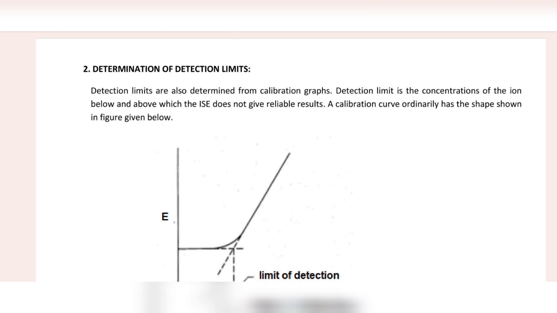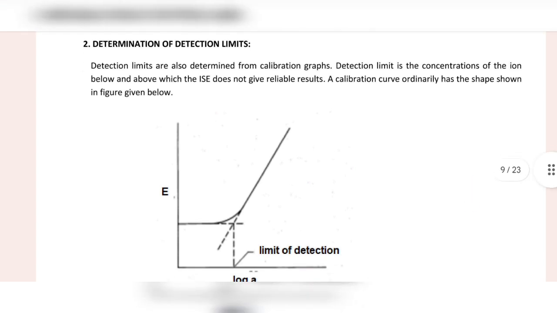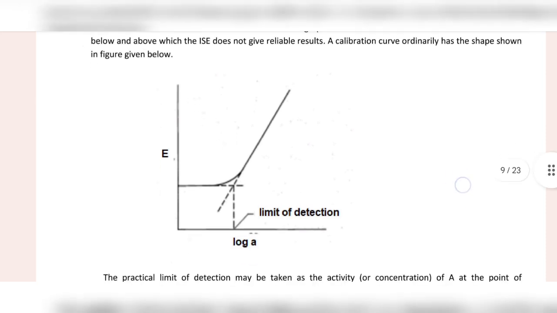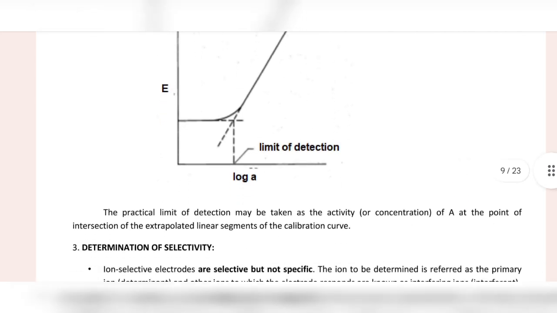So from the calibration curve, generally a calibration curve looks like the curve given below. Only above that line does it give a linear relationship; below that line it doesn't give any linear relationship, and it looks like this. If we plot a slope and connect these two lines, then we will get a limit of detection. The practical limit of detection may be taken as the activity of A at the point of intersection of the extrapolated linear segments of the calibration curve.